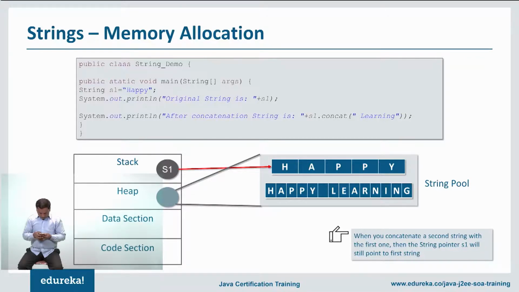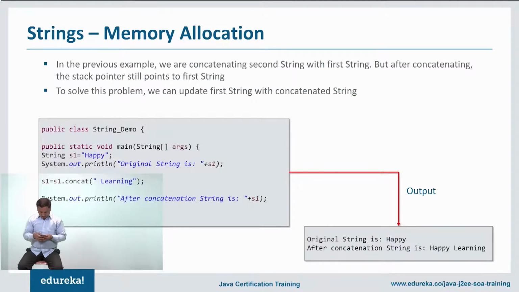Now you are trying to concatenate S1 with learning, so it's happy learning. You could see that the memory location that S1 is pointing to has not changed. It's still pointing to happy. But there's one more constant that's been created in the string pool, a concatenation of happy and learning. So you could see happy learning also created. But what's important to note here is S1 is still pointing to happy, not happy learning.